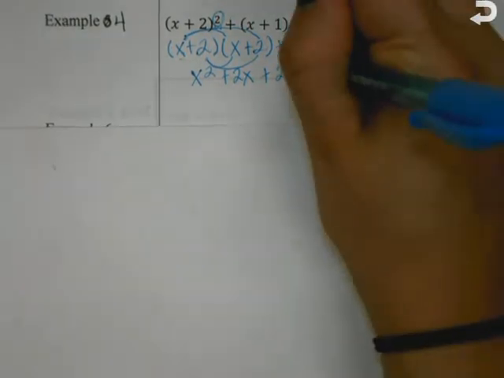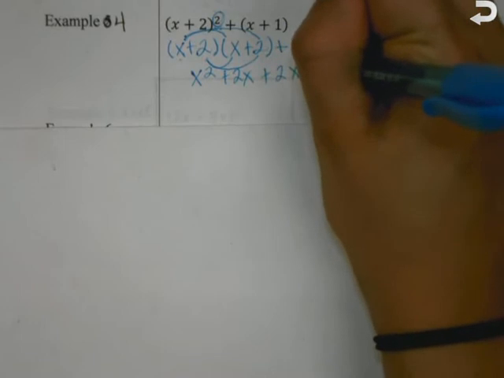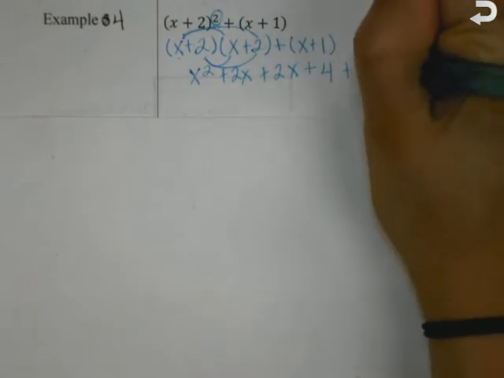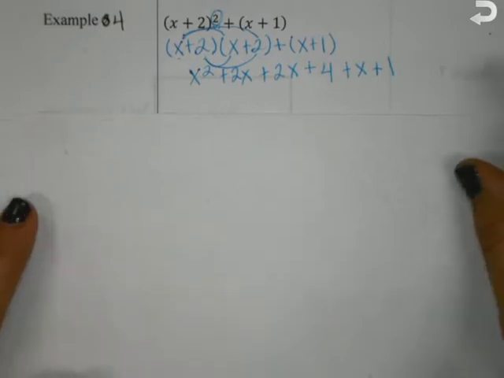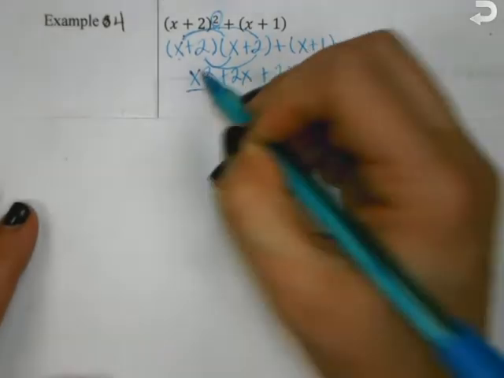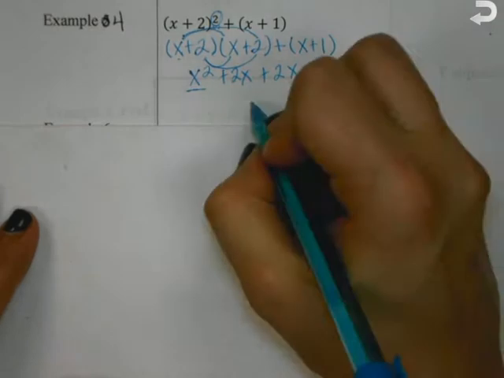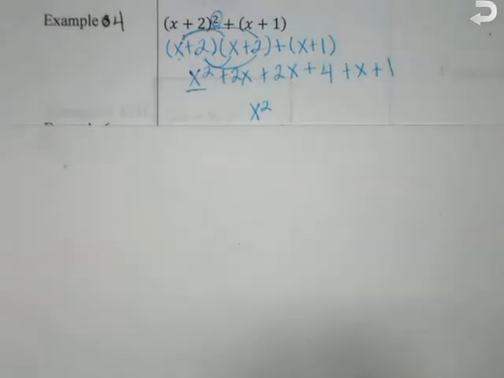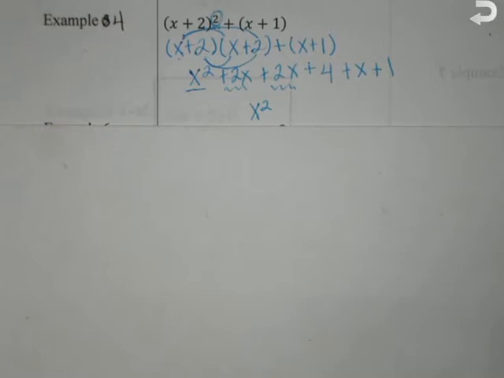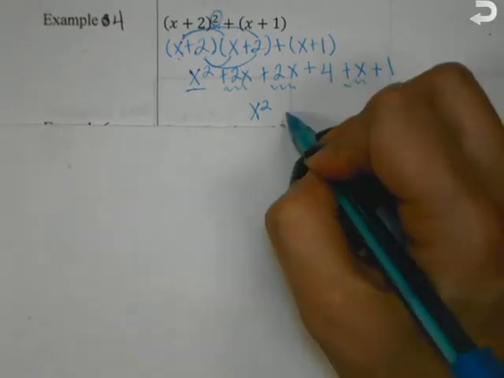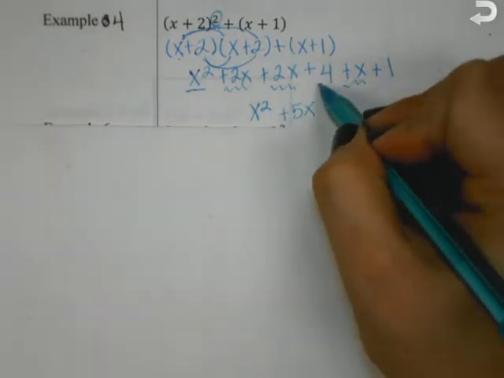And then plus x plus 1. So we just bring that down. Okay, what's my next step? Sure, what's my next step? Good, combine like terms. Ladies and gentlemen, is there any like terms to x squared? No, so we get x squared. I have 2x plus 2x. What does that give me? 4x. 4x plus 1x. 5x. And then last, 4 plus 1 gives me plus 5.